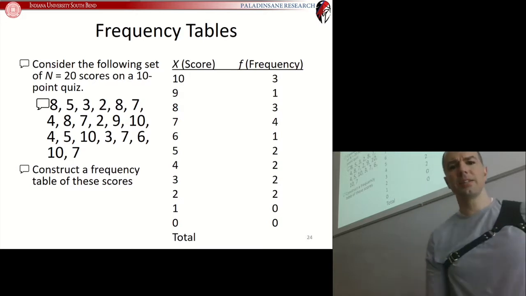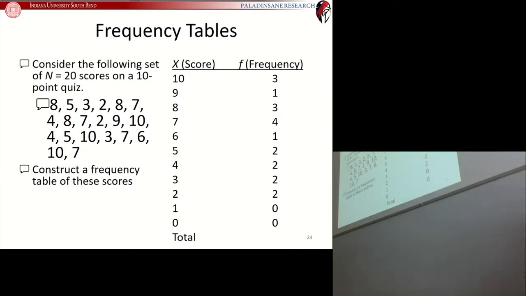So that is how you construct a frequency table for those scores. You take the scores, count up how many of them are in each possible score, and enter those into the frequency column on your frequency table. One way to check whether or not you did this correctly is to then add up your frequencies, and it should add up to the number of scores that you have.